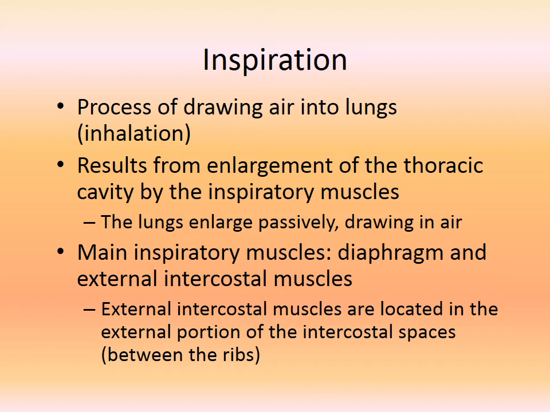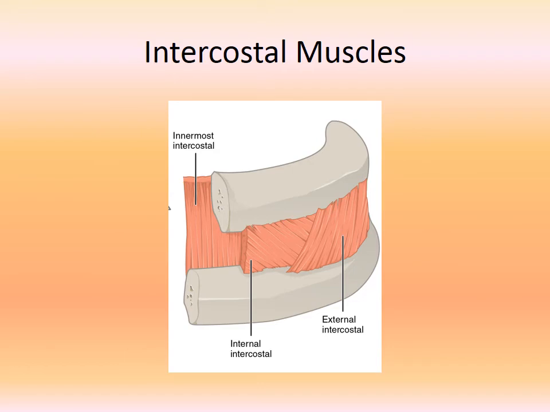And I'm going to show you guys a picture because there's external intercostal muscles and internal intercostal muscles. But nonetheless, the main inspiratory muscles are the diaphragm and the external intercostal muscles. So when the diaphragm and the external intercostal muscles enlarge, thanks to the negative pressure, our lungs will follow, sucking in the air into our lungs. This is a diagram here showing you the difference between the internal intercostal muscles and the external intercostal muscles. Nonetheless, both of them are located between the intercostal space and aid in respiration in some way.